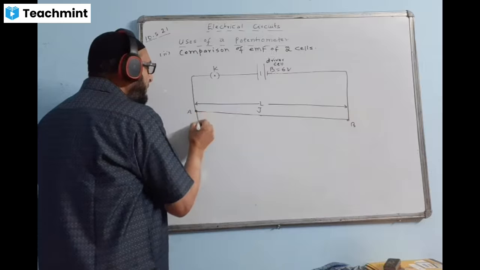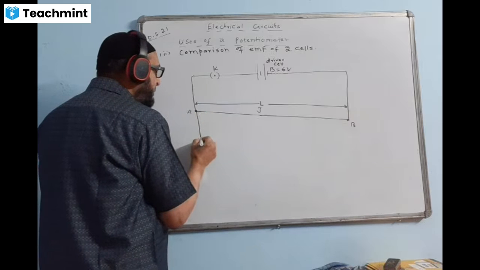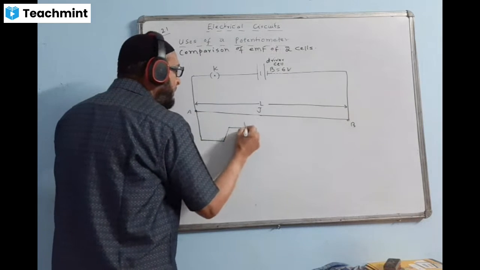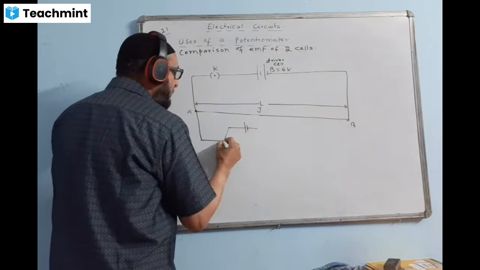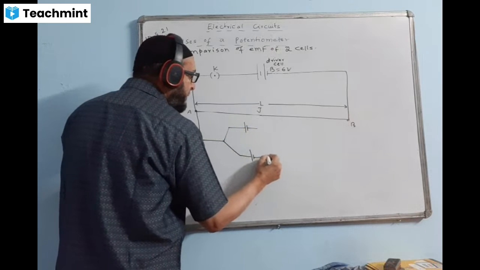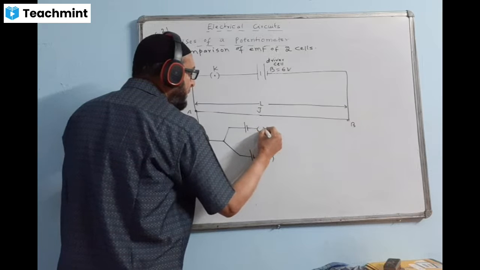Now what we will do, we will have two cells here like this. One cell here, one cell we will have out here, with two keys like this, one here, like this, two keys.